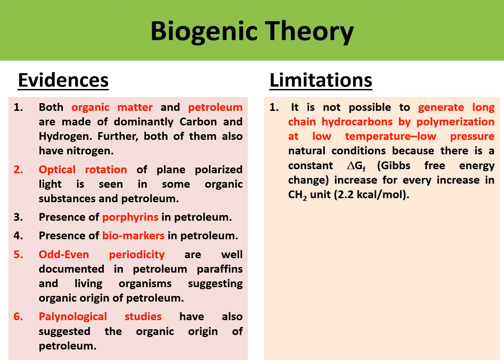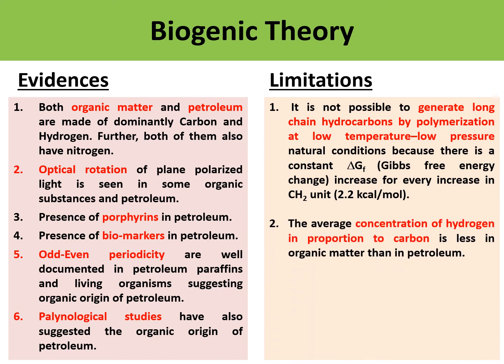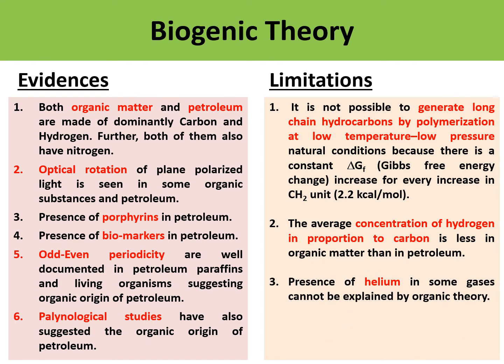Alright, although the biogenic theory has more evidence than the abiogenic theory, it also has limitations. The first limitation is that it is not possible to generate long chain hydrocarbons by polymerization at the low temperature and low pressure of natural conditions, because there is a constant increase with every increase of a CH2 unit.